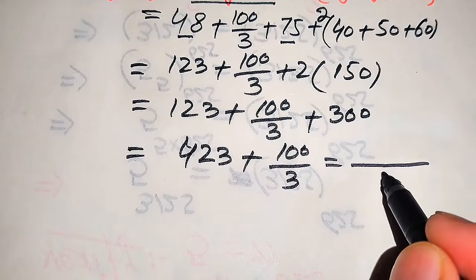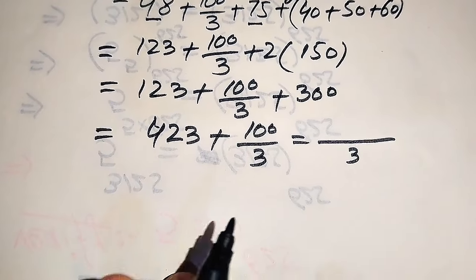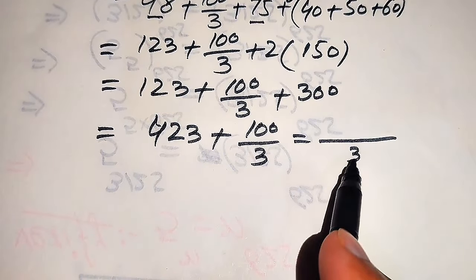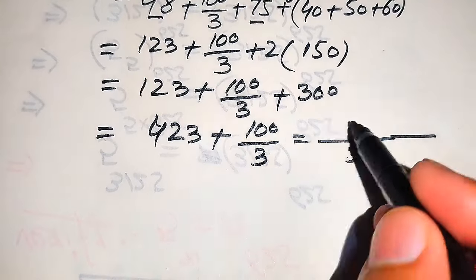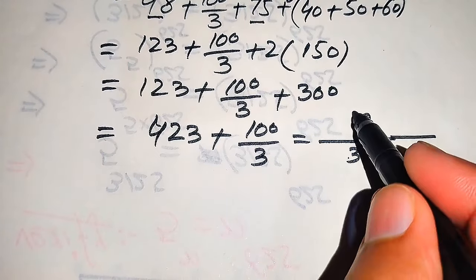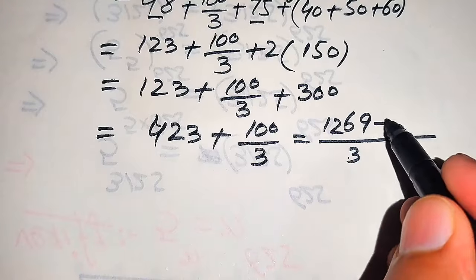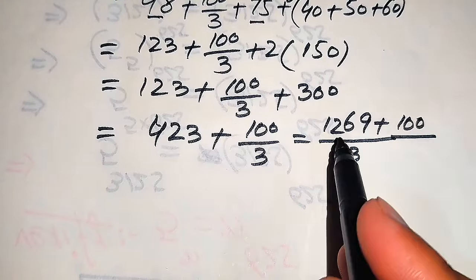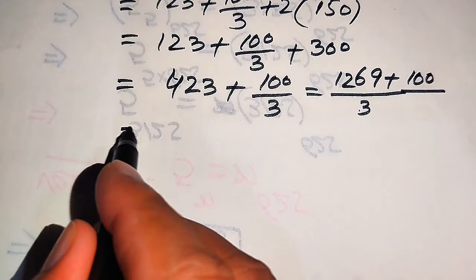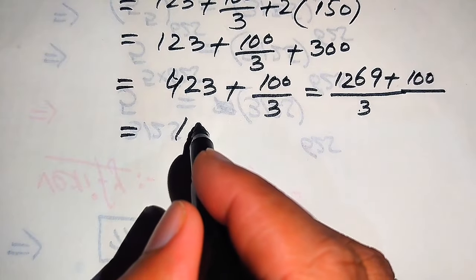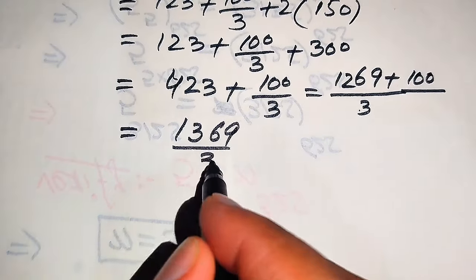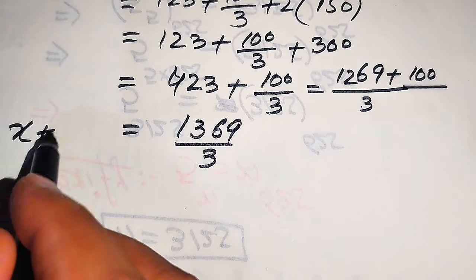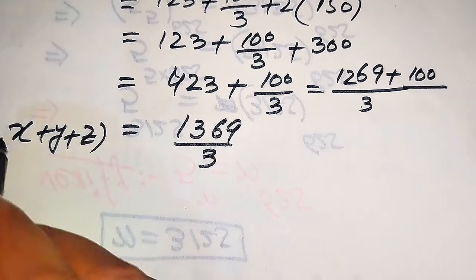So here we need to take the LCM of these terms. You see here the LCM of these terms is 3, and now we multiply 3 with this 423. It will be written as 3 3s are 9, 3 2s are 6, and 3 4s are 12, plus 100. So when we add these two values, we will get 1369 divided by 3.